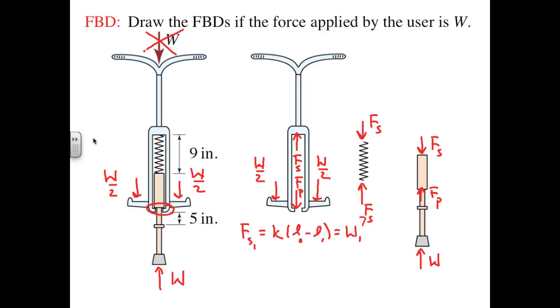And in this equation, we don't know spring constant K or unstretched length L0 yet, but this is a case for a specific value of L1, that is 9 inches, and W1 equals 50 pounds.